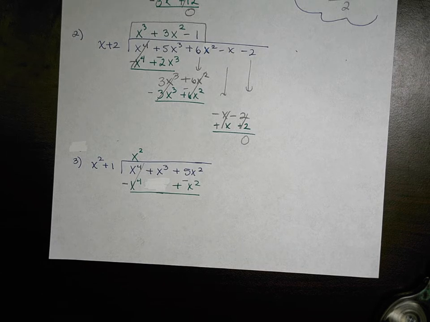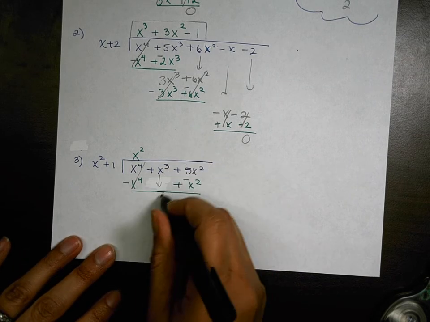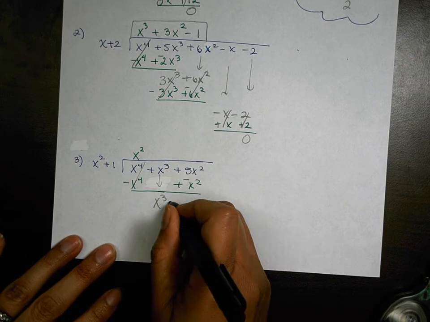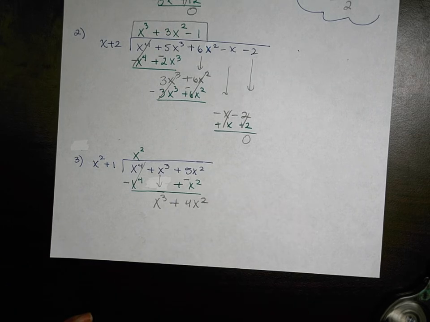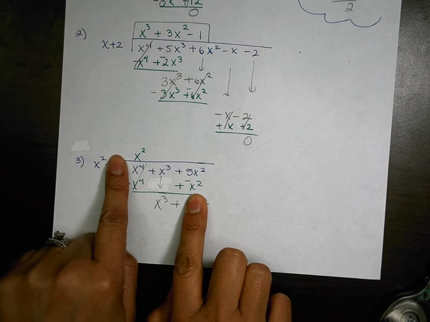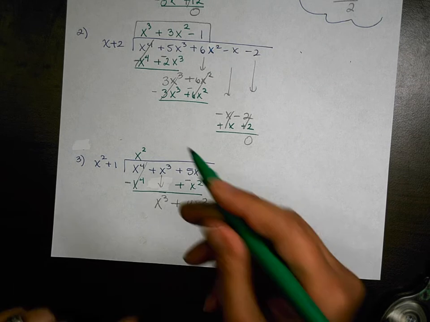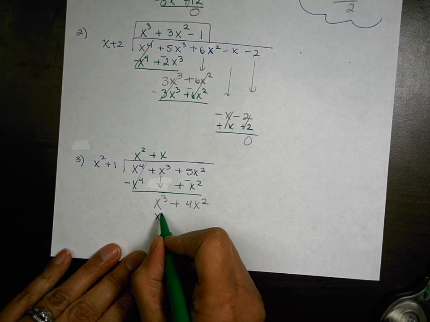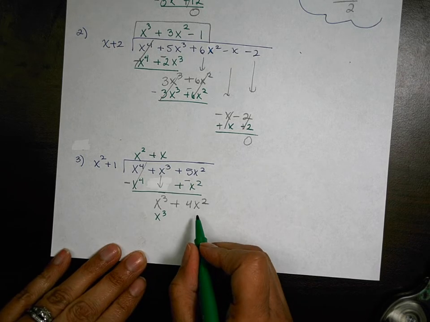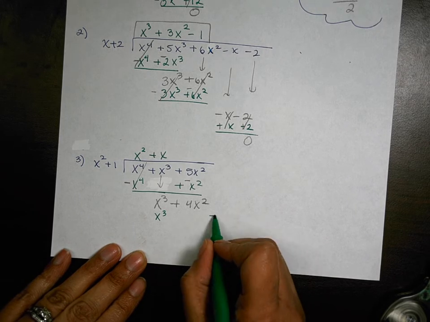Okay, first one still crosses out. X cubed doesn't have a like term, so I'm going to drop it. And that becomes plus 4x squared. And then we start over. X squared times what is x cubed? X, positive x. All right, and then I distribute. That gives me x cubed plus x. Is plus x with this like term, yes or no? So I'm going to put it over here. It doesn't have a like term, it's just kind of hanging out at the end.